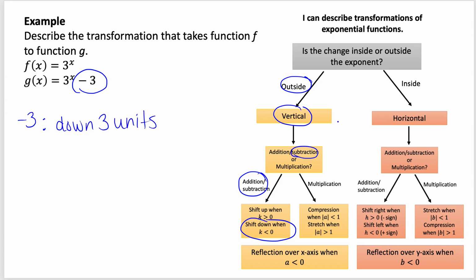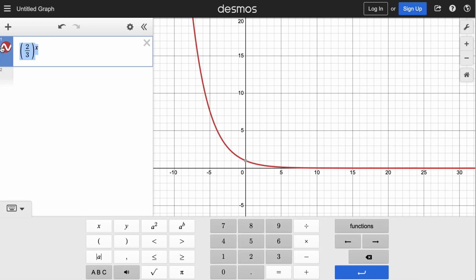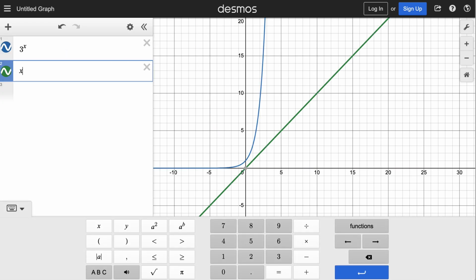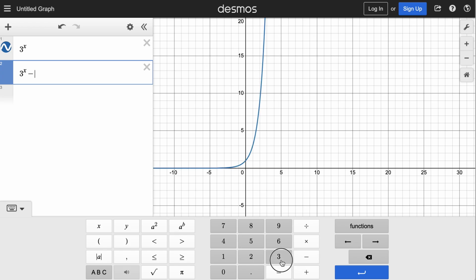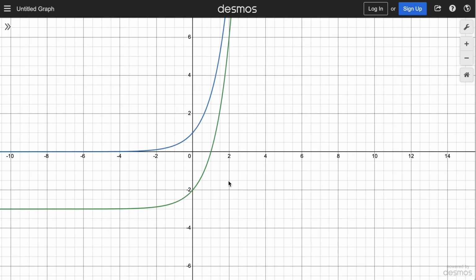Remember that you can confirm these changes by going to Desmos. You can enter the original function, 3 to the x, and then also enter 3 to the x, making sure you click out of the exponent to type in the minus 3, and you can see that it is in fact shifted down 3 units.